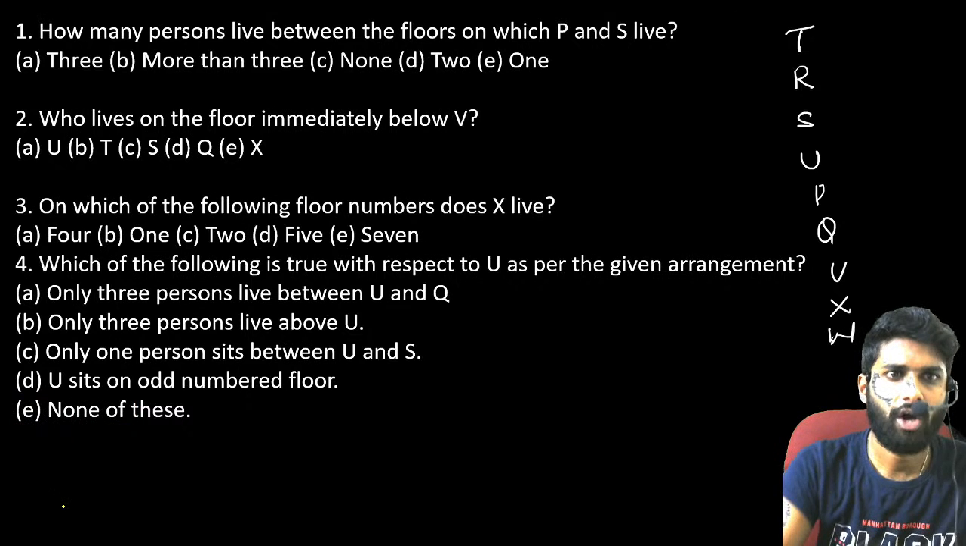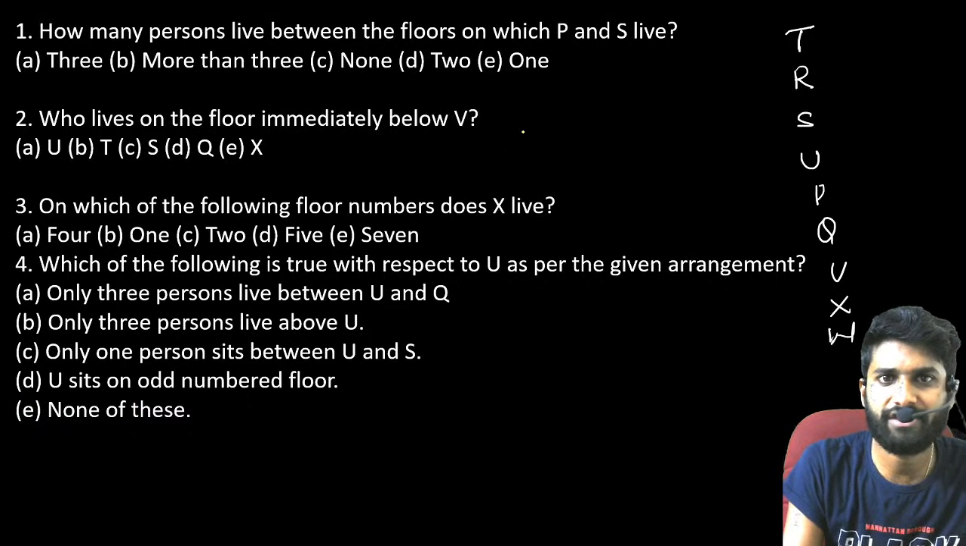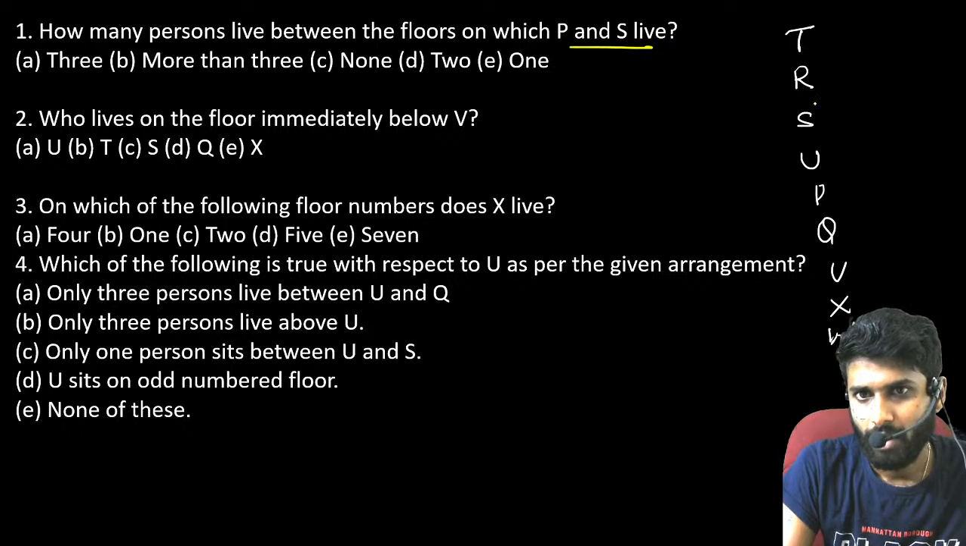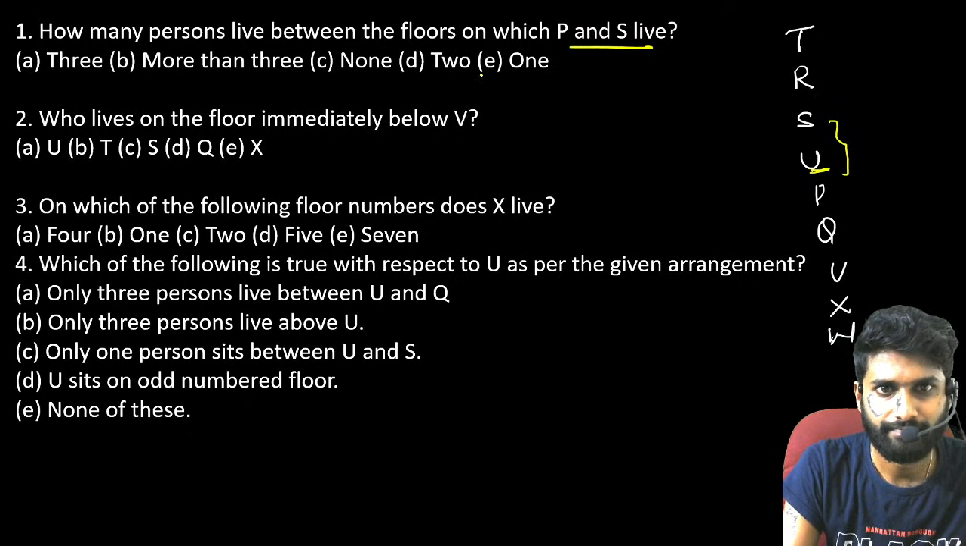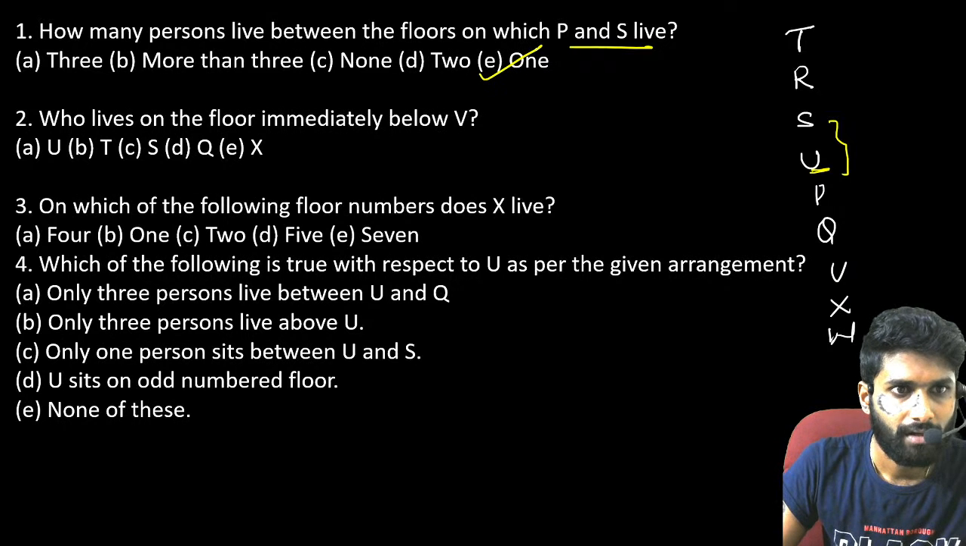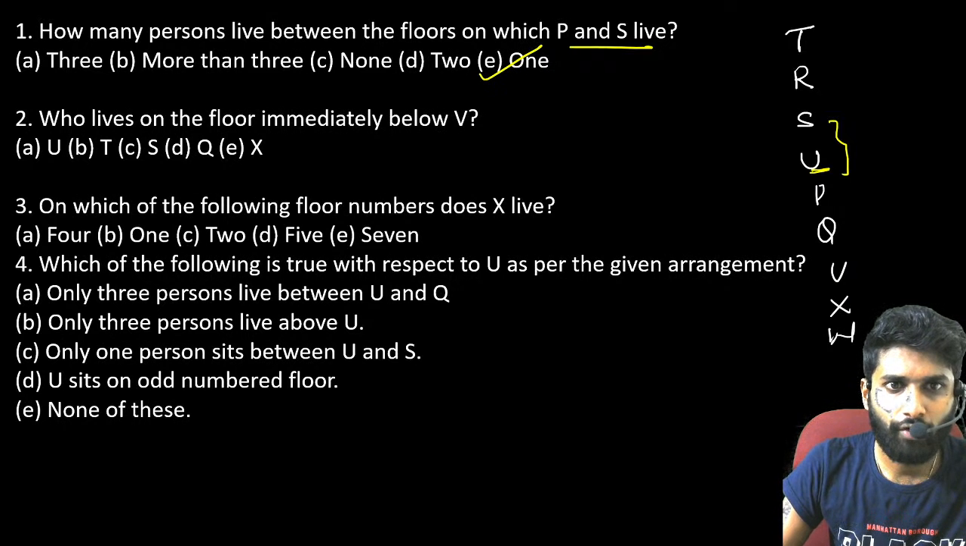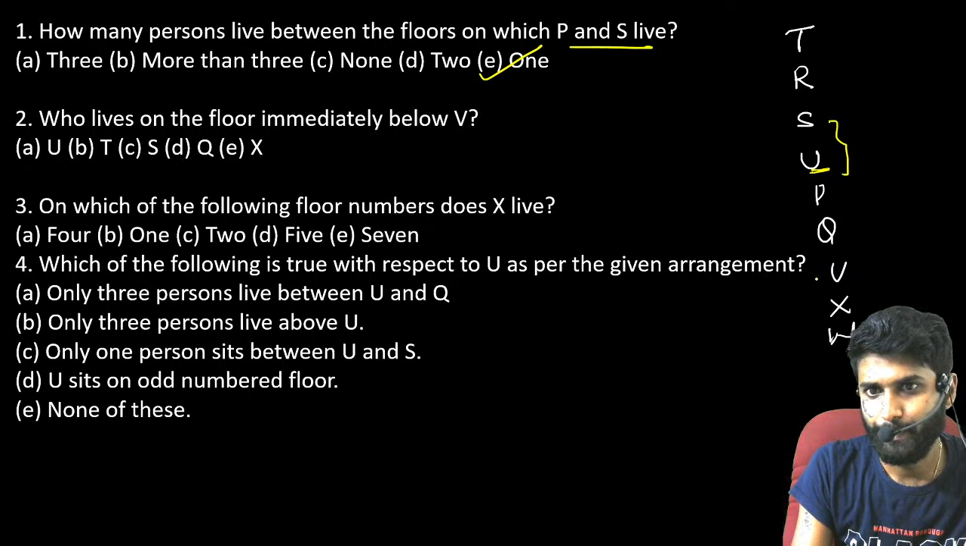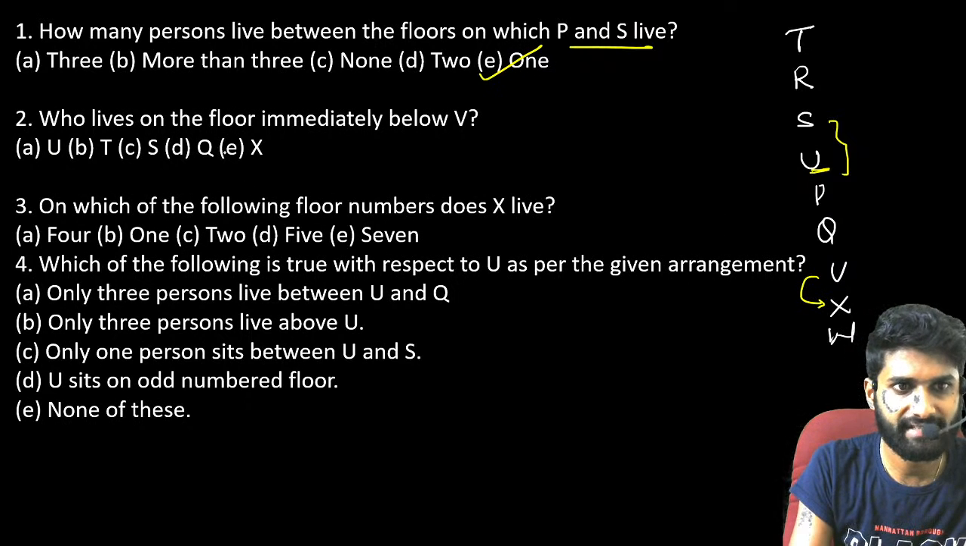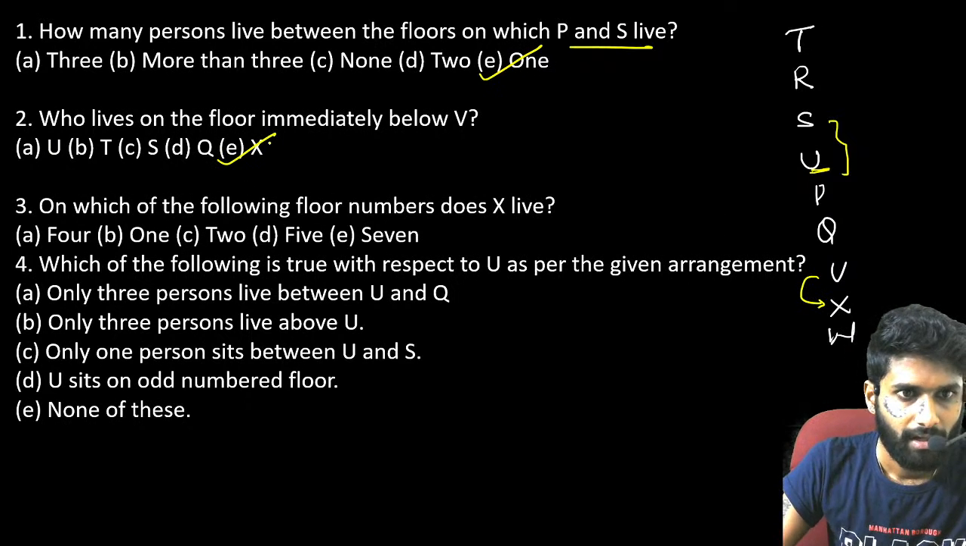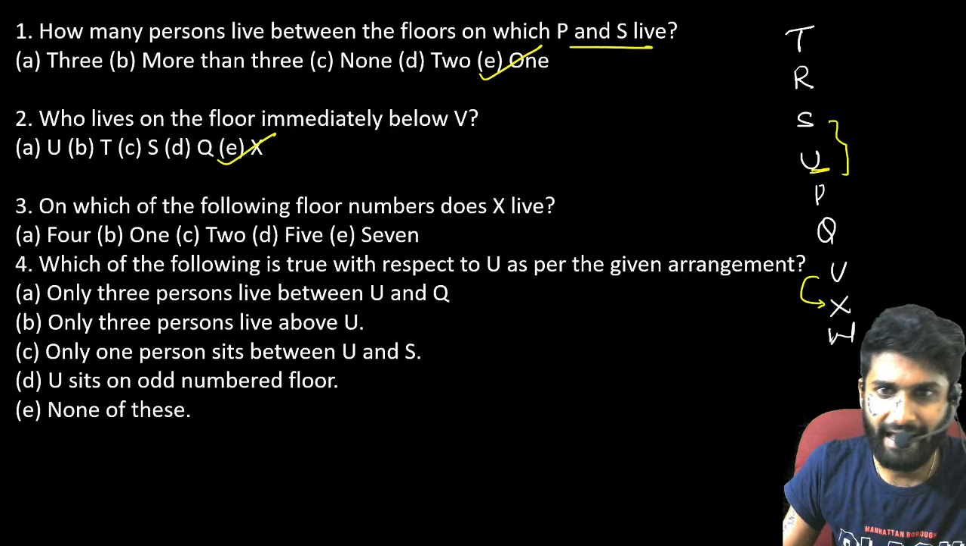Here is question number one. How many persons live between the floors on which P and S live? So there is only one person. That is the correct answer. Who lives on the floor immediately below V? Below V, the person is X. On which of the following floors does X live?